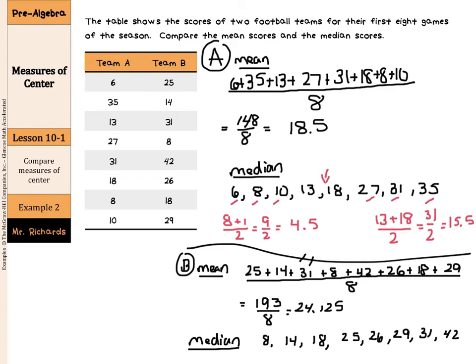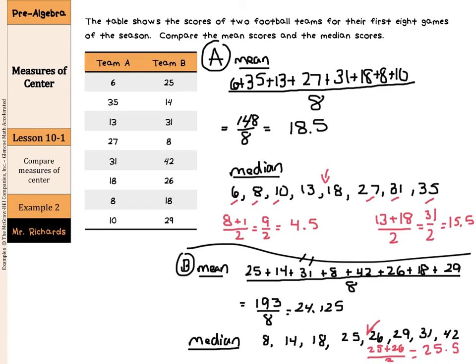Now, just using the method up here, our median, now that we're in order, should be in between the 4th and the 5th term, the 4.5 term, which would have been right here. Well, when you add 25 and 26 and divide by 2, your result is going to be 25 and a half, 25 and 5 tenths.